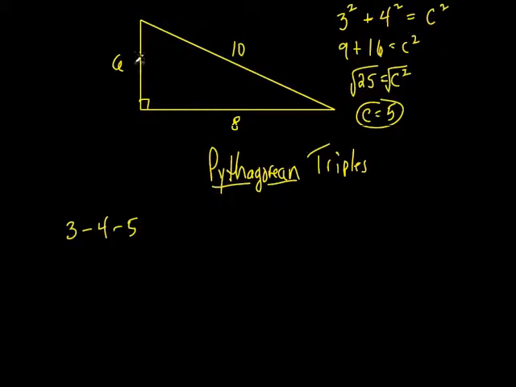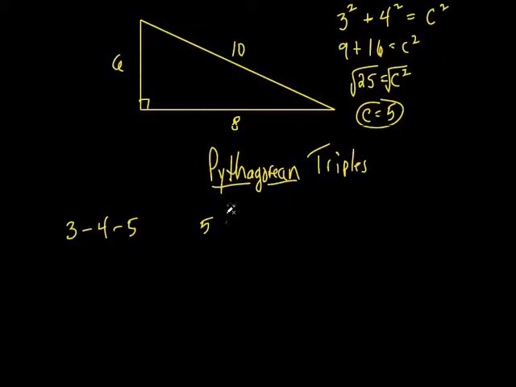Very good. Because what did we do? We just took the 3 and we doubled it, took the 4 and we doubled it. So we would take the 5 and double that. See how nice and easy that is? So that becomes very, very helpful knowing 3, 4, 5.